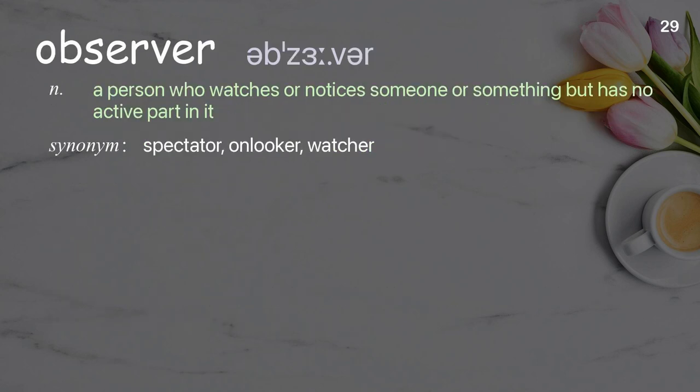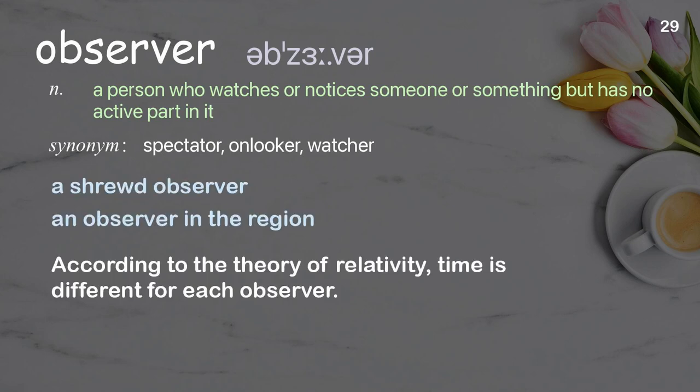Observer. A person who watches or notices someone or something, but has no active part in it. Examples: A shrewd observer. An observer in the region. According to the theory of relativity, time is different for each observer.